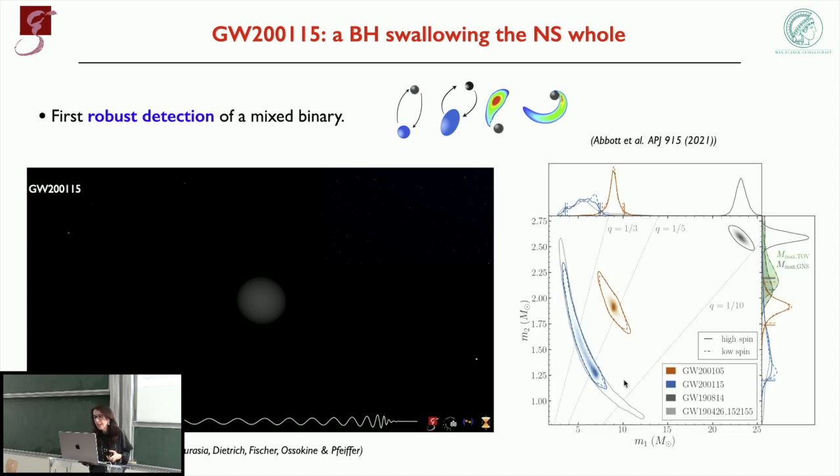Now, to put it in context, this is the posterior distribution of the masses of the event, in blue here, that I'm showing you. The only way in which we can say that there was a neutron star in this system is because the mass is in the range between 1 and 2 solar masses. We couldn't measure any tidal deformability for this event because the tidal deformability is suppressed when the mass ratio increases, and a neutron star black hole has a larger mass ratio than a binary neutron star, where the mass ratio is close to 1.